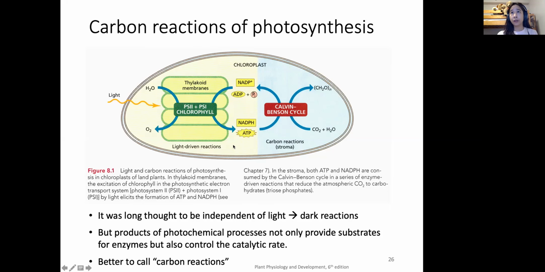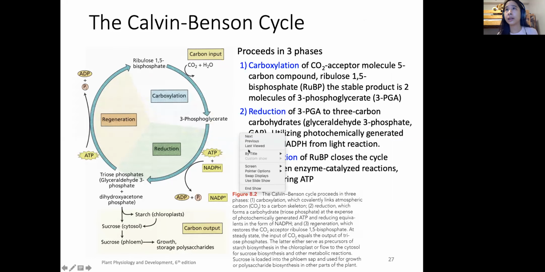So let's move on to here. I'd like to change my pointer to the laser.